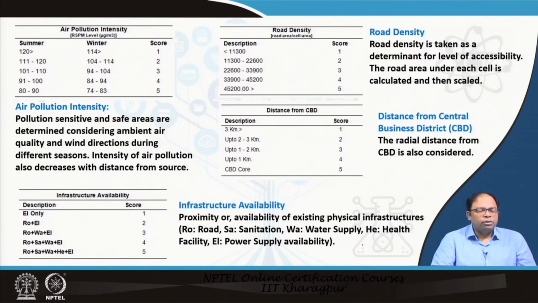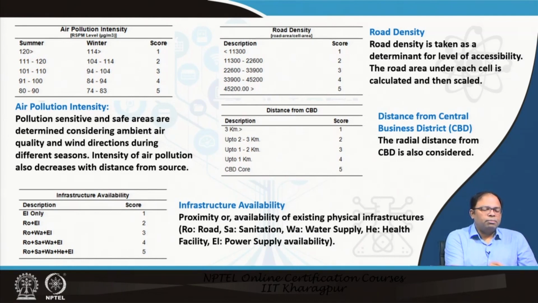Then we looked into air pollution intensity, where pollution sensitive and safe areas were determined considering ambient air quality and wind direction during different seasons. The intensity of air pollution also decreases with distance from the source. That means we have the location of the industrial stacks. From there we considered the wind direction. We saw in which direction, and in different seasons, particularly summer and winter, the smoke is going to spread, and those are the areas which are sensitive, where there is more chance of pollution. So we have given those areas lesser values.